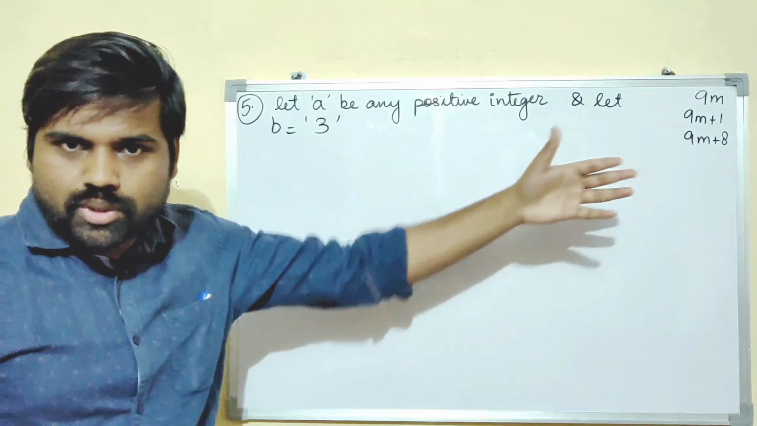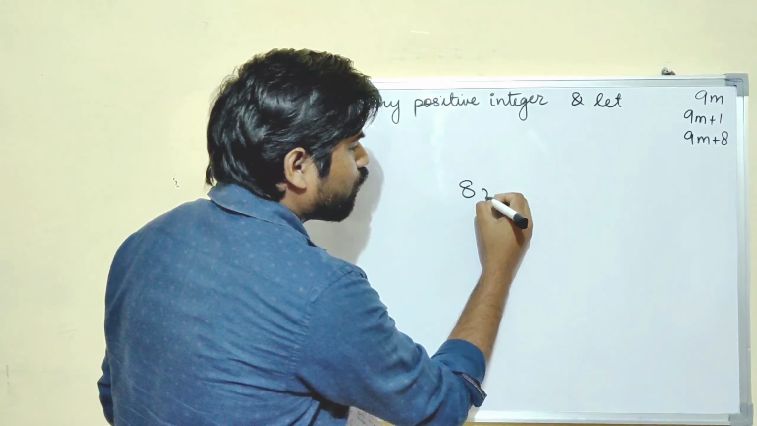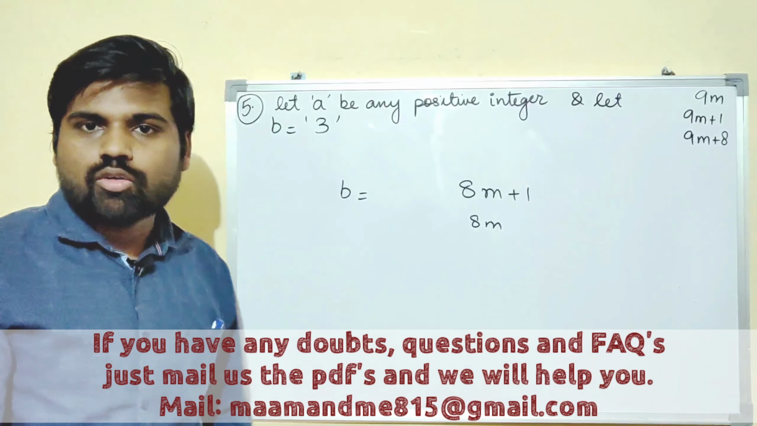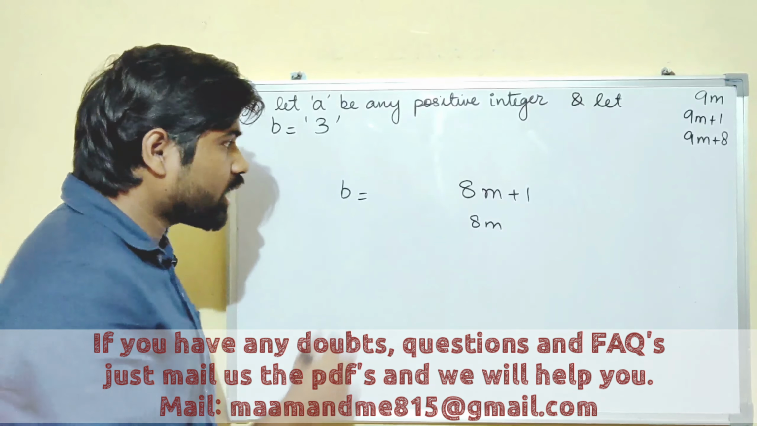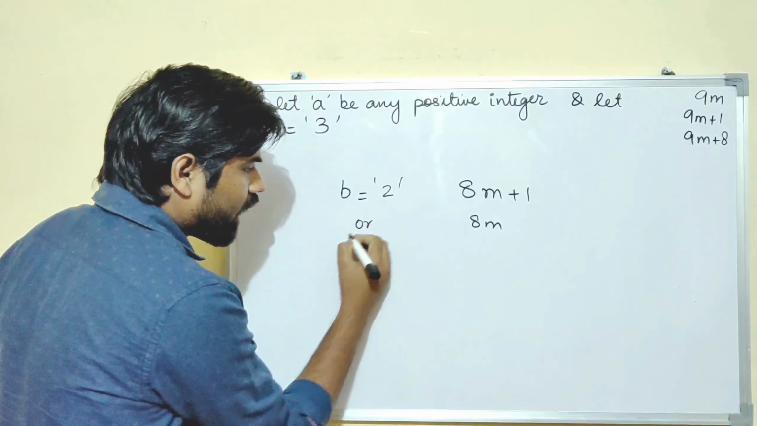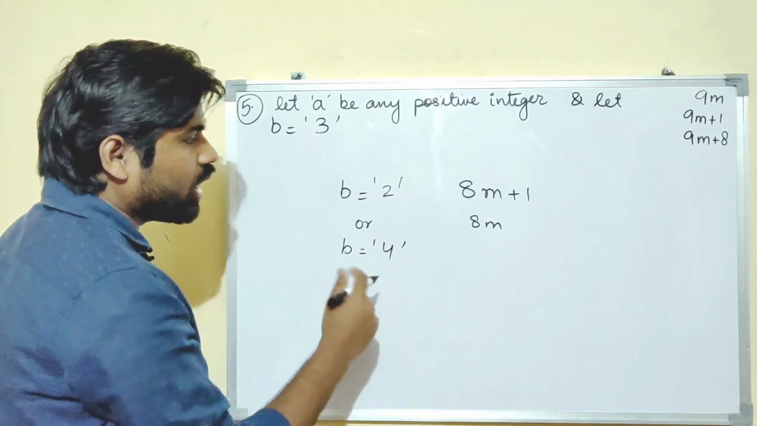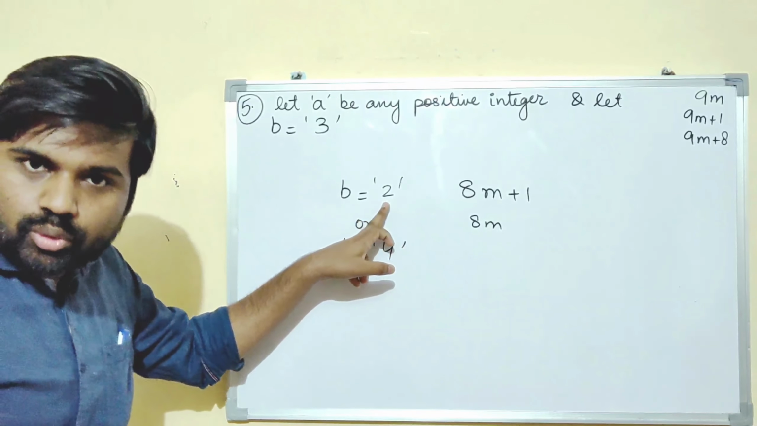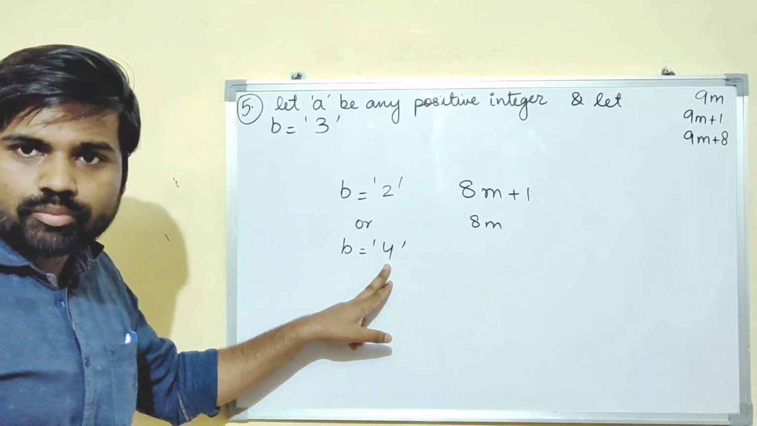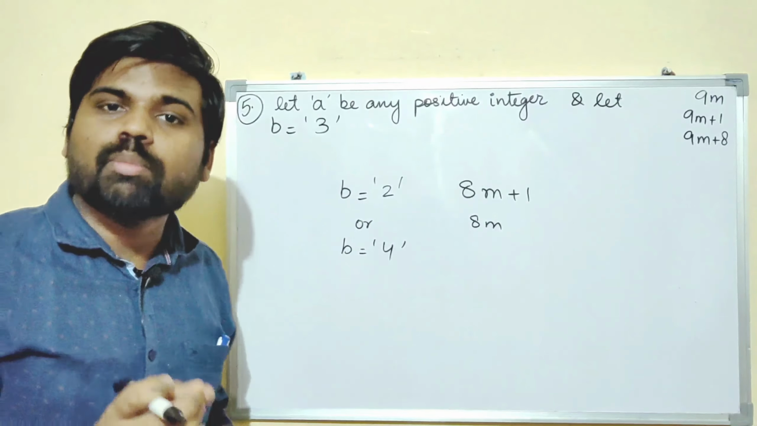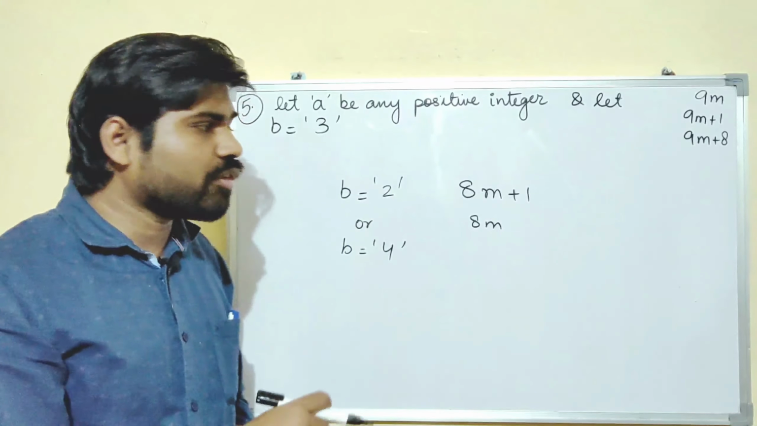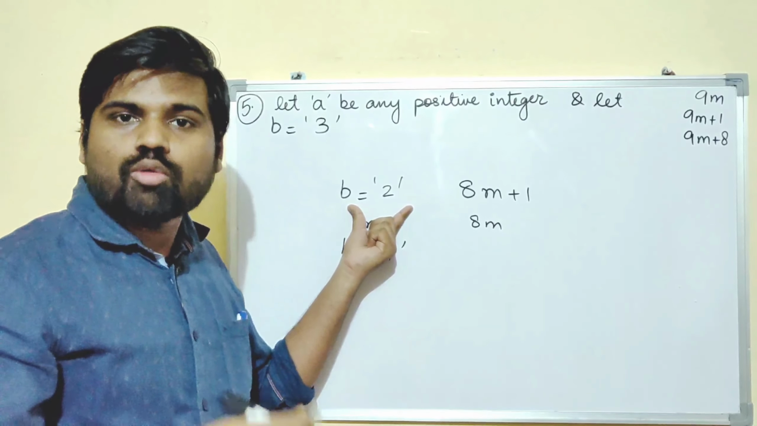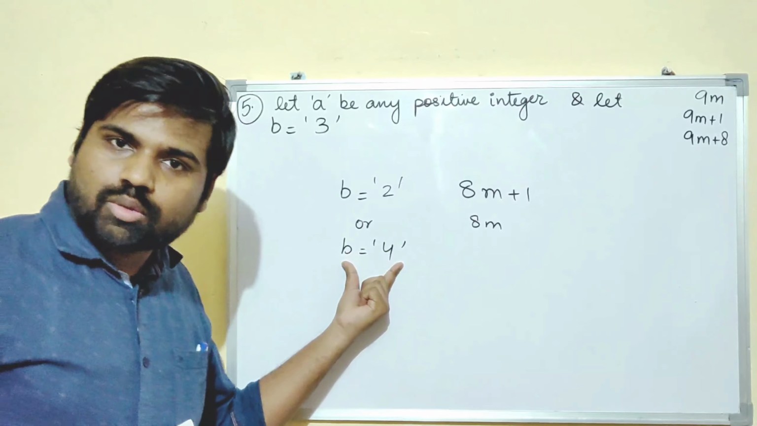Suppose, if this is not the question, and it is written 8m plus 1 or 8m, then what will be the value of b? Yes, it can be 2 or it can be 4 as well, because 8 is a multiple of 2 as well as of 4. Now you will say which one to take. It depends upon the marking of the question. If it is a 2 marks question, then you will take b equals 2. If it is a 3 or 4 marks question, then you will take b equals 4.